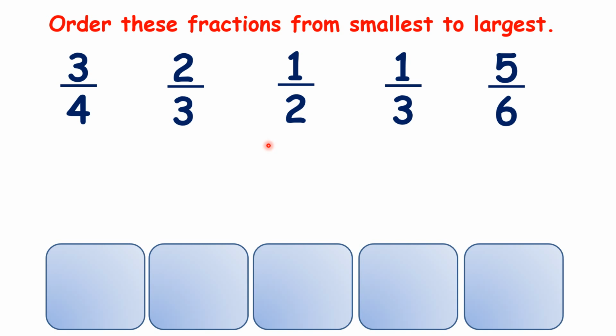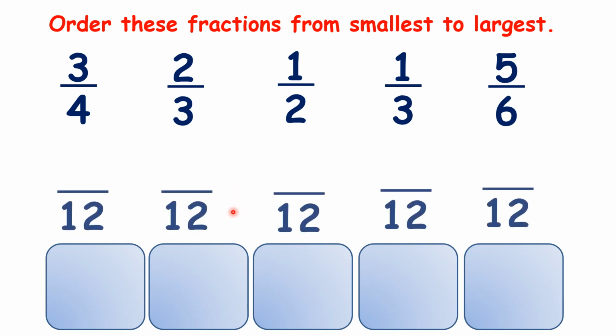We know that we need to find equivalent fractions. So what can we use as our common denominator? Well, here, although 6 is a multiple of 2 and 3, it's not a multiple of 4. It's not in the 4 times table, so we can't use 6. But we can use 12, because 12 is a multiple of 4, 3, 2, 3, and 6.